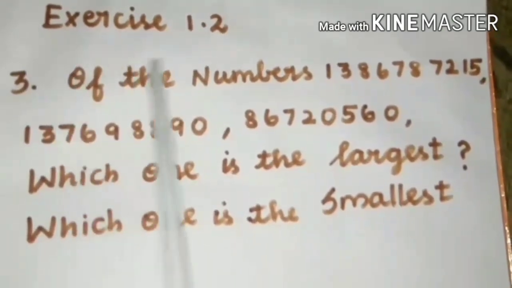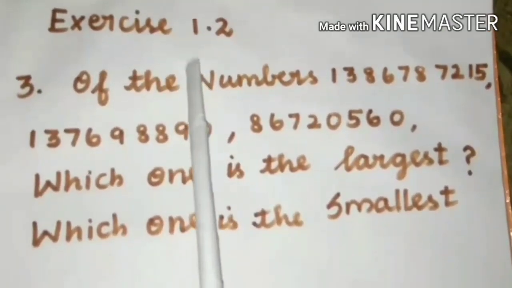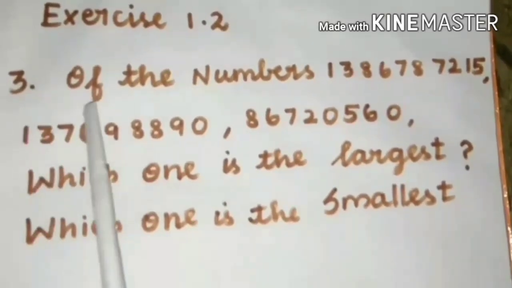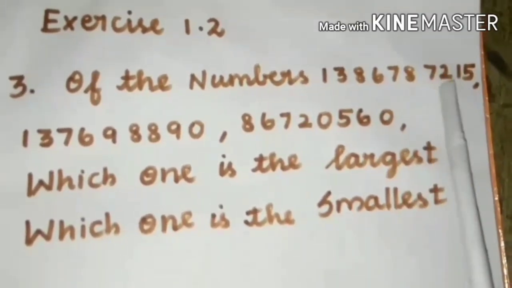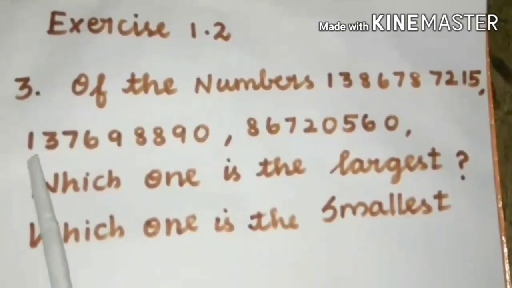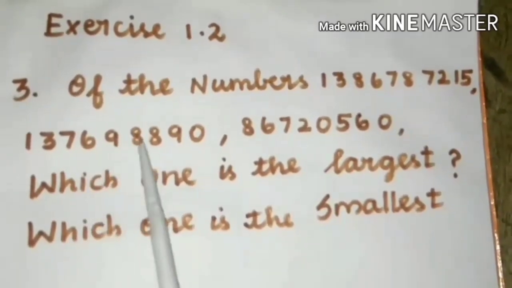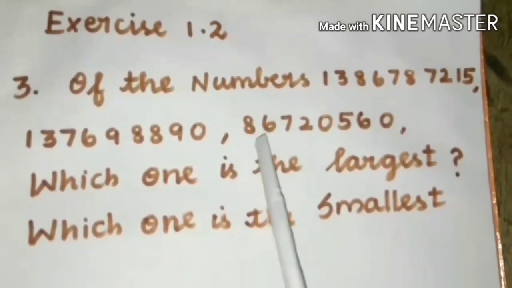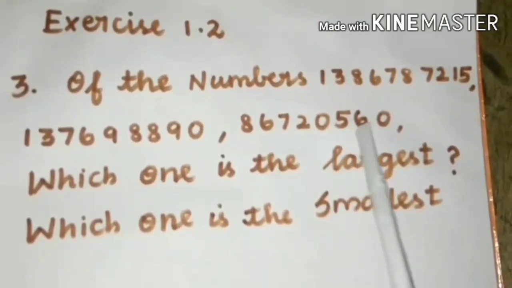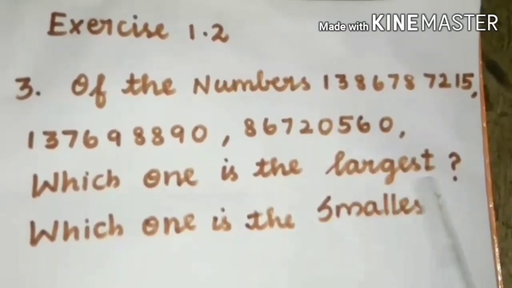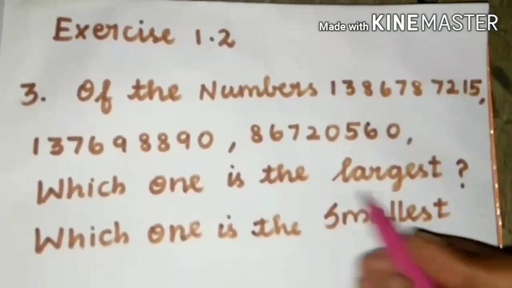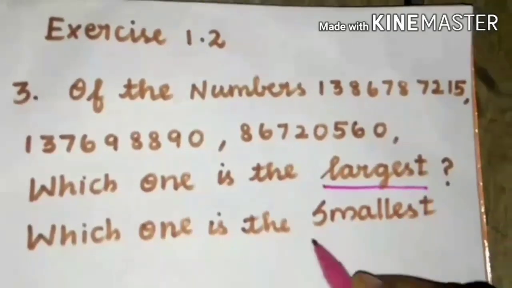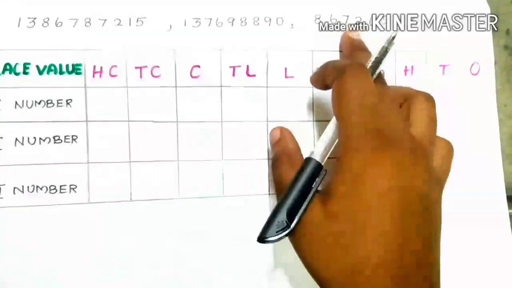Let's move on to exercise 1.2. In exercise 1.2, now we are going to solve the third sum. The first number is 1, 3, 8, 6, 7, 8, 7, 2, 1, 5. The second number is 1, 3, 7, 6, 9, 8, 8, 9, 0. The third number is 8, 6, 7, 2, 0, 5, 6, 0. Which one is the largest and which one is the smallest? Now we are going to find the largest value and the smallest value. Here the three sets of numbers are given.